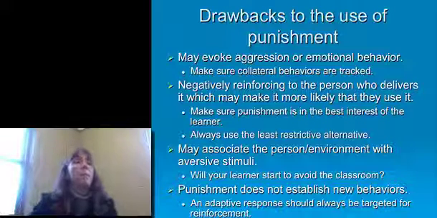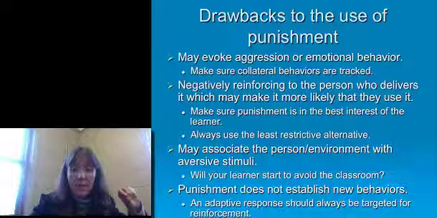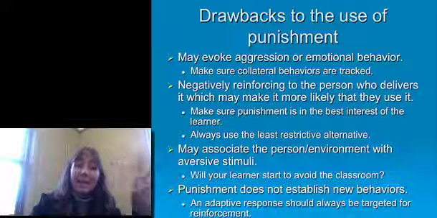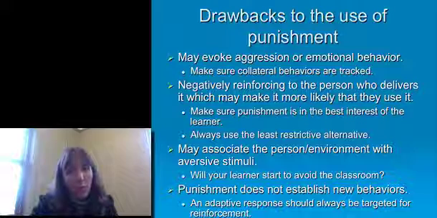This is one of the problems with parenting. Why do parents scream at their kids? Because when they do, the child stops whining. When they do, the child stops doing the thing that was annoying them. It's negatively reinforcing to us as the punishers, and you know about negative reinforcement. That makes it much more likely for us to engage in similar kinds of behavior in the future, and that's a tremendous danger. They might also associate the person and the environment with aversive stimuli.